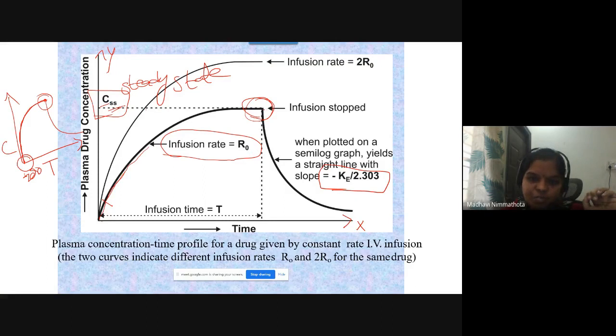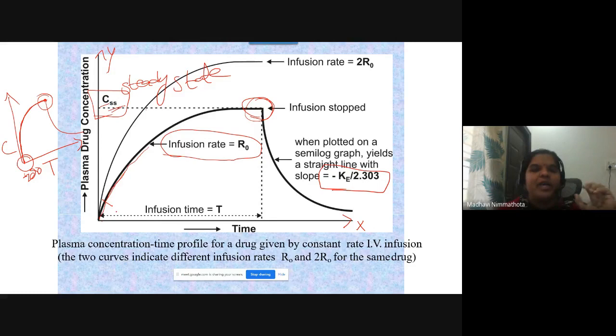And from this point, where your infusion was stopped, from the starting point, and this is the infusion ending point, this time is called the infusion time, capital T. Infusion time, capital T. Then apart from this curve, you will get one more curve.